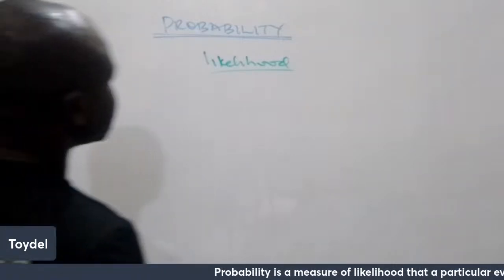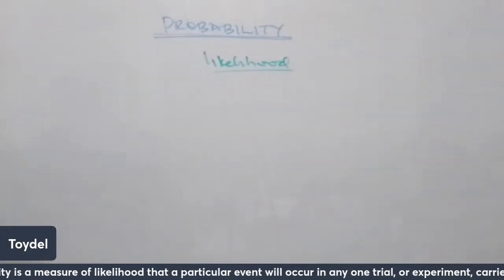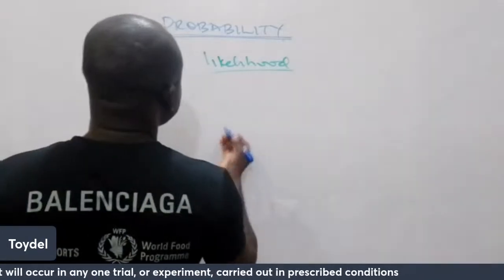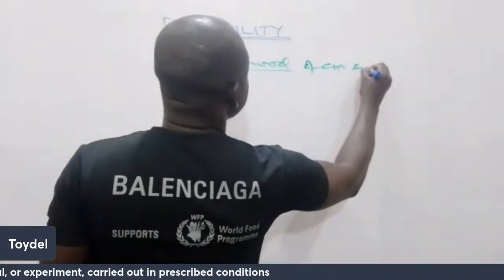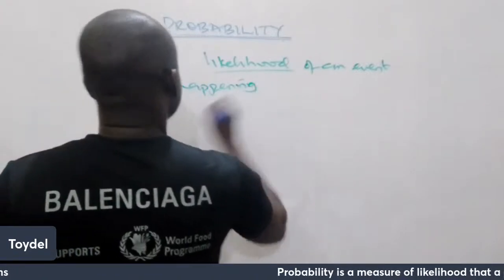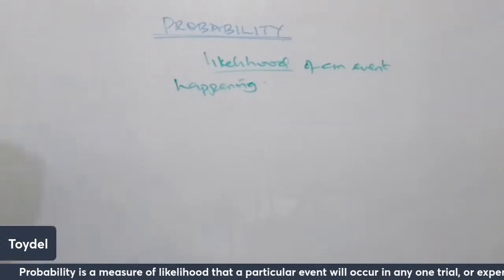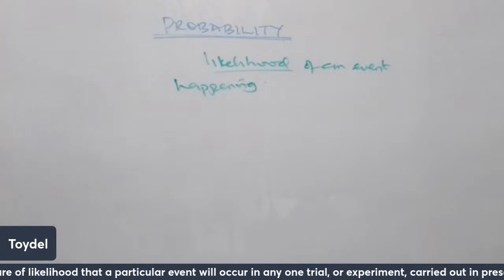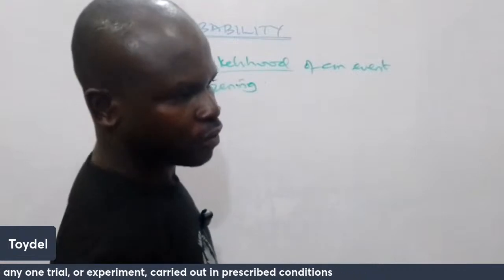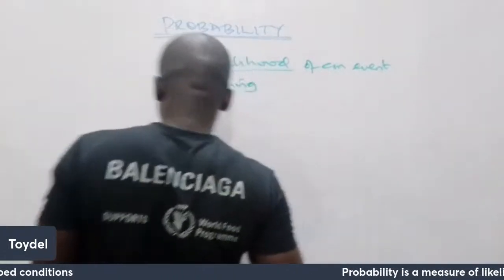We can also say that probability can be defined as the likelihood of an event happening. We can also define probability that way. Thus, if an event cannot happen, we are 100% sure that an event cannot happen, the probability is 0. If we are certain that an event will never take place, the probability is 0.